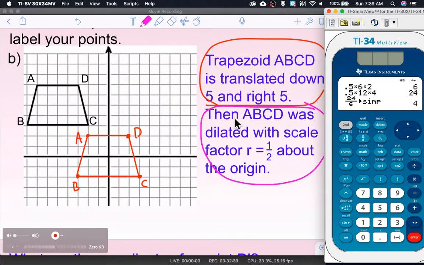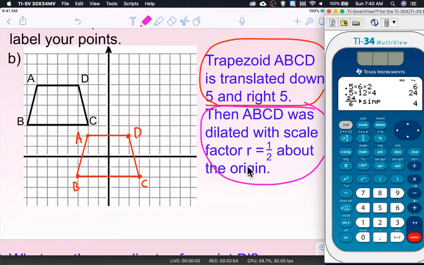Okay, then we're going to dilate ABCD with a scale factor of 1/2. So our new shape is going to be half as big about the origin. So everything's going to zoom into the origin. It's going to be half the size, kind of zooming in. So how do we do that?